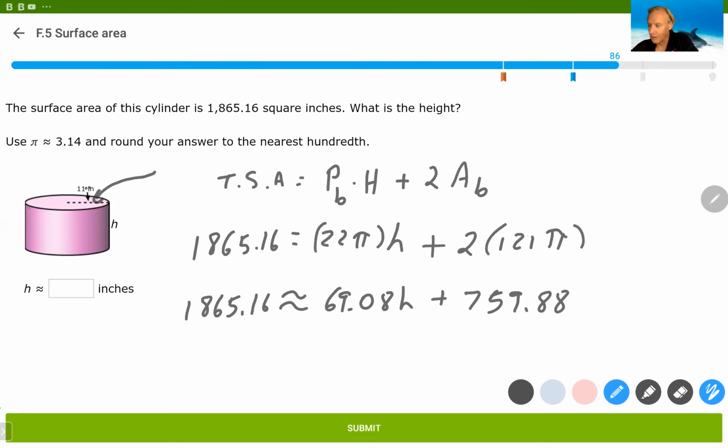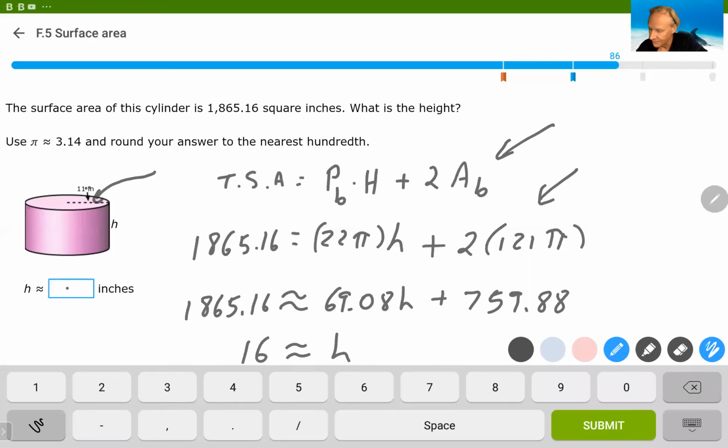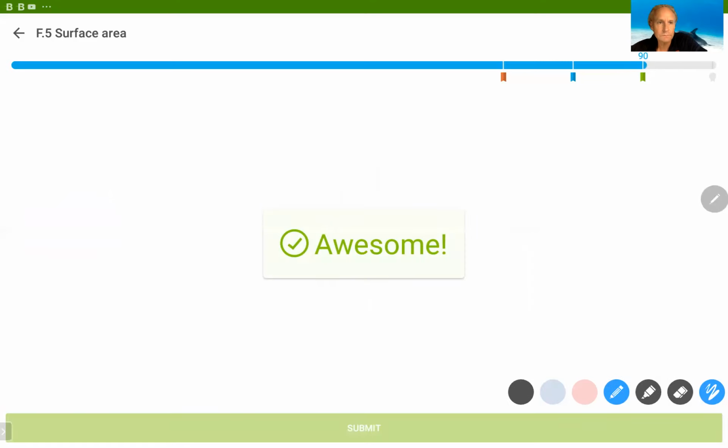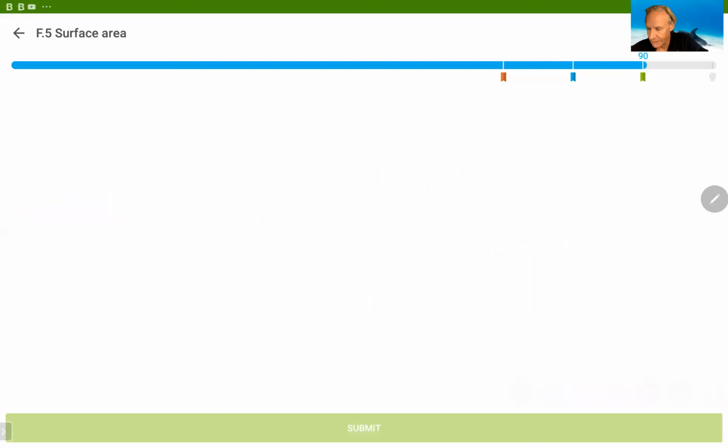We have a diagram. I wrote a formula. I substituted, and I simplified. Hopefully you can write even neater than I do. That's why there's little lines on your paper and so on. Let's subtract. We're going to do the solving step, 1865.6, and we're going to divide by 69.08. One of the nice things about these particular problems is that when you get your answer, it ends up being really close to an exact answer, or at least it looks like it is. So this is 16 inches for my height.